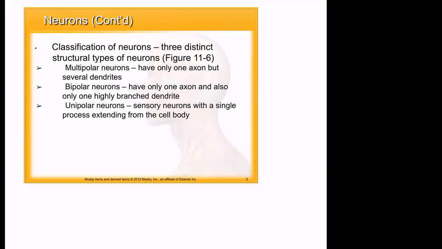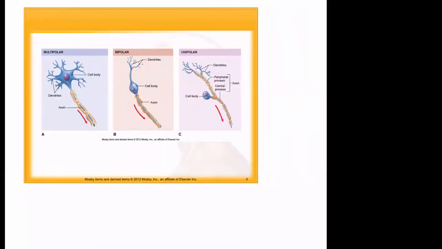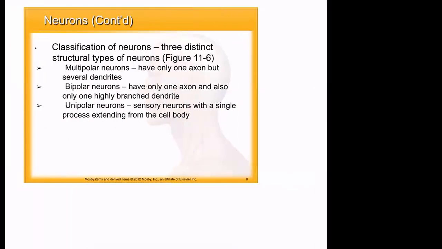I don't think I'm going to test you too much. Maybe. Multipolar neurons, that's the kind that I kind of drew. Has just the one axon, but lots of dendrites. Bipolar neurons basically have one dendrite, one branch, a couple of dendrites, sorry. And the unipolar.